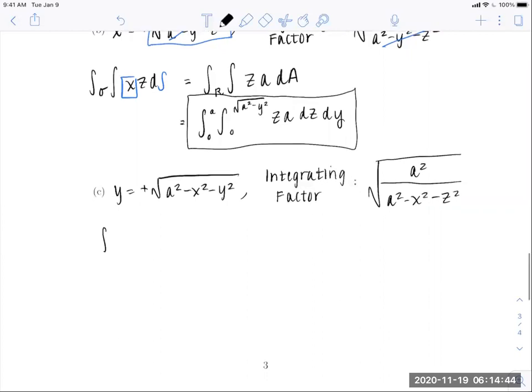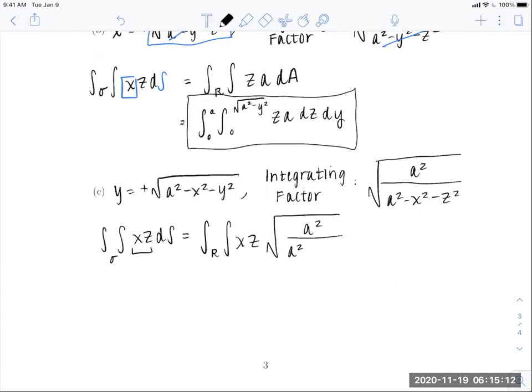And so now let's take a look at our surface integral, which was x z dS. Again, x and z are fine. We want our whole integral in terms of x and z. So I'm going to leave those. And then I multiply for the surface integral with my integrating factor. If you wanted to rewrite that numerator as an a, that would be fine. But we can't get rid of the square root on the bottom.